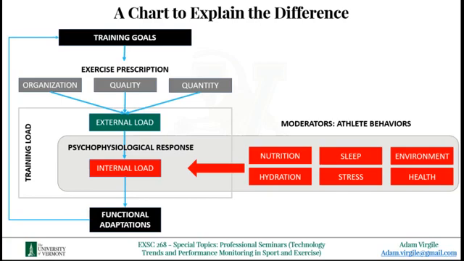Similarly, if you were to run a mile in the heat, let's say, versus a mile when it's 65 degrees and sunny, although you ran a mile both times, and that's what it looks like on paper, your body would respond to those two scenarios in different ways, which would ultimately govern your functional adaptations to that exercise.